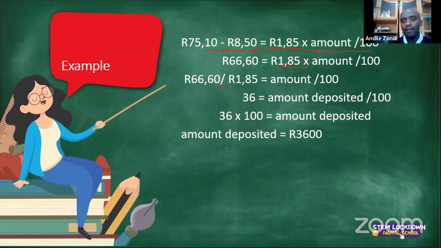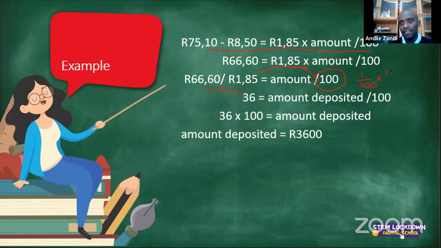Another way of saying this is, how can I remove this value? I can remove this value by dividing by the same amount, by 1.85. So if I divide on the left, which will cancel out, I must divide on the right. Now on the left-hand side, I'm left with the amount divided by 100. So I need to remove the 100. When it goes to the right-hand side, it must be multiplied. Another way of saying this, to get rid of the division by 100, I can actually times it by 100 as well.